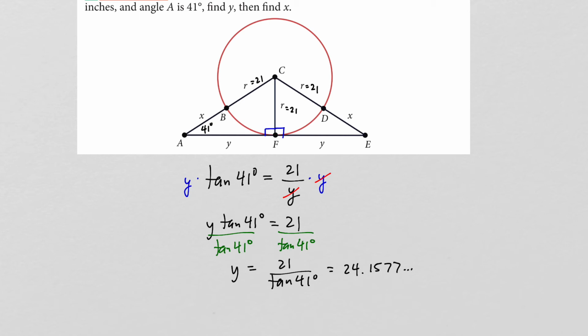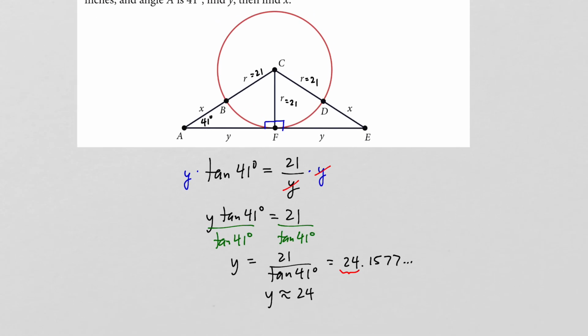24.1577, etc. And just notice that the other sides here were measured to 2 significant digits, so we should be measuring this also to 2 significant digits. So we'll say y is approximately equal to 24. And this is measured in inches.